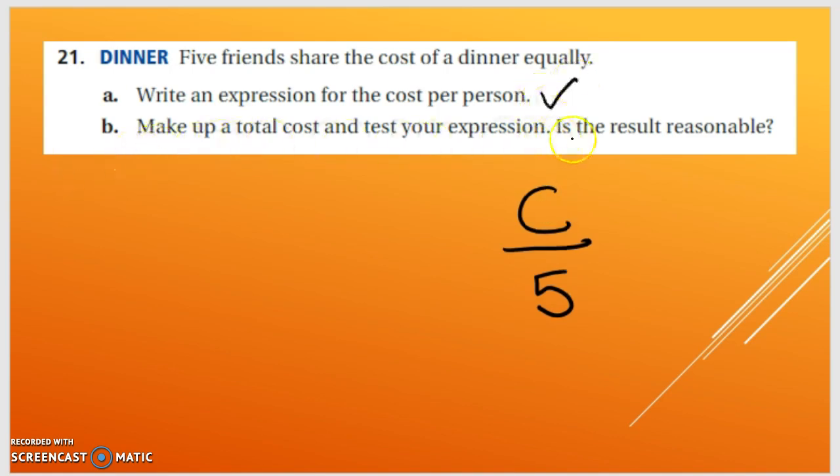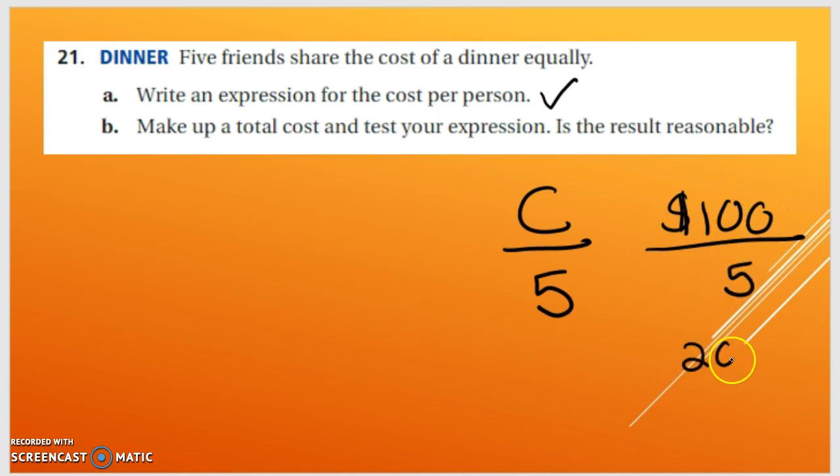Now it says make up a total cost and test your expression. Is the result reasonable? So we basically just did that. So let's plug in $100. Let's say that was the price. We'll plug that in for C. Divided by 5. 100 divided by 5 is 20. So each person will pay $20. And I would say yes, that result is reasonable.